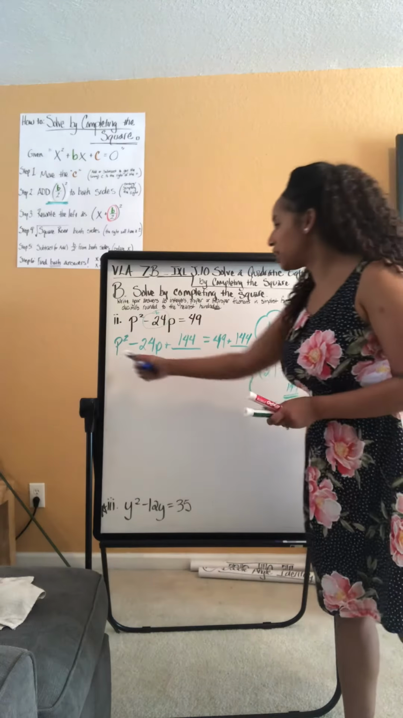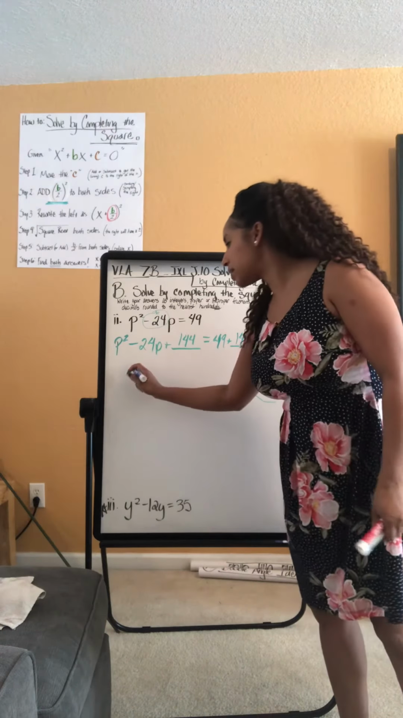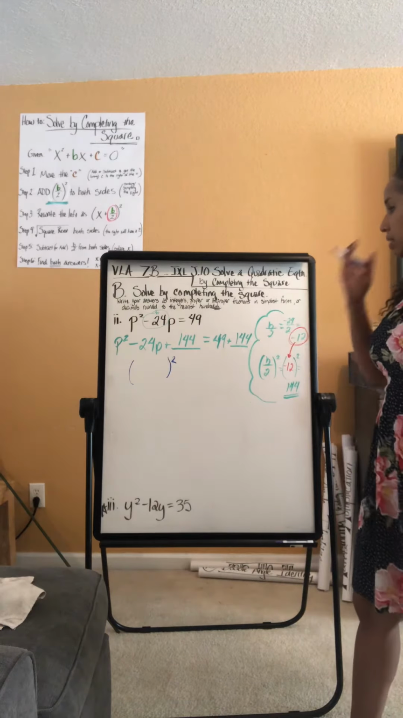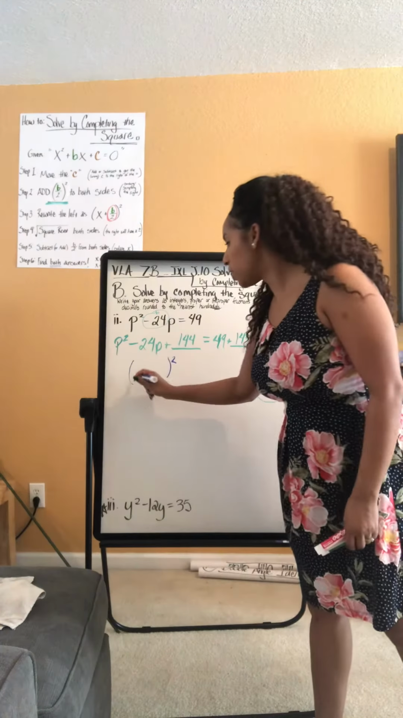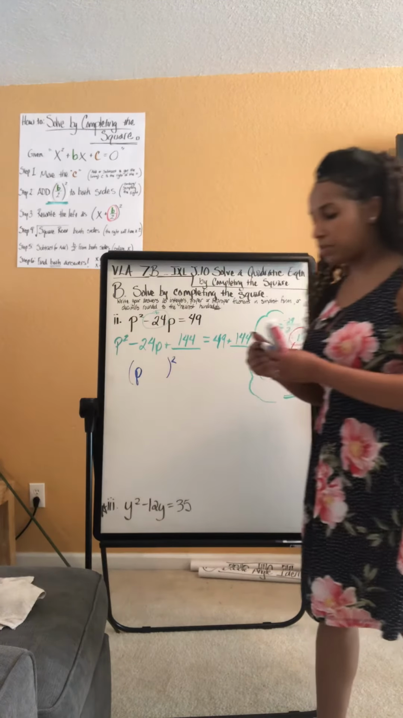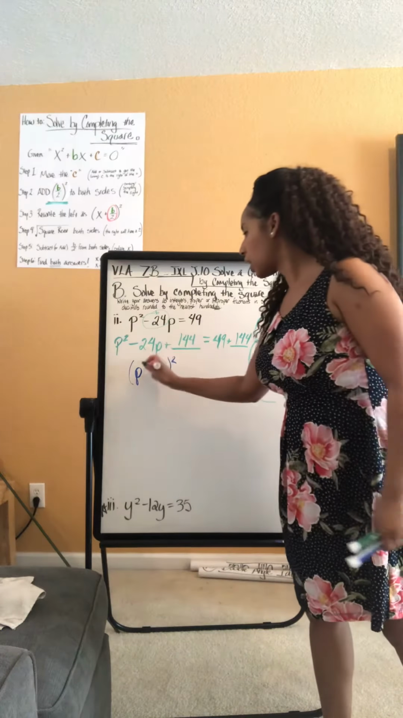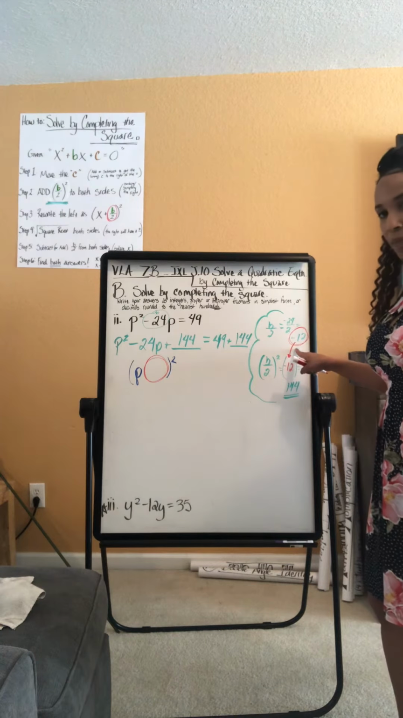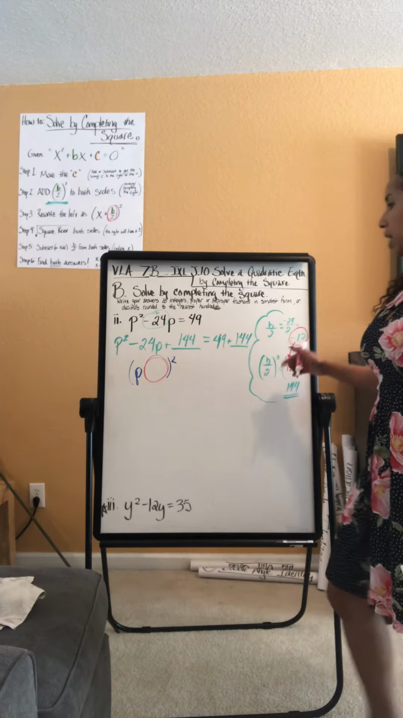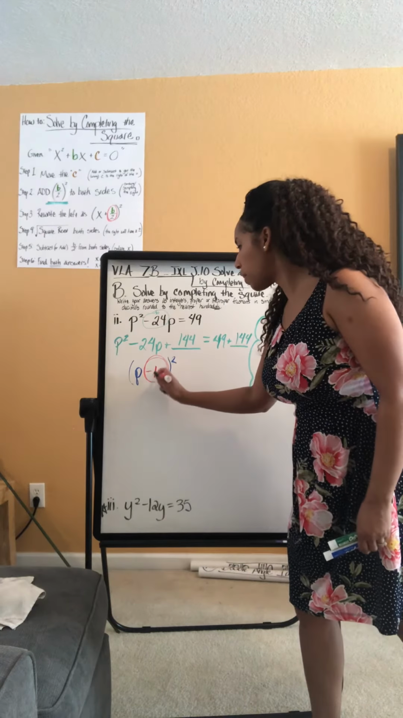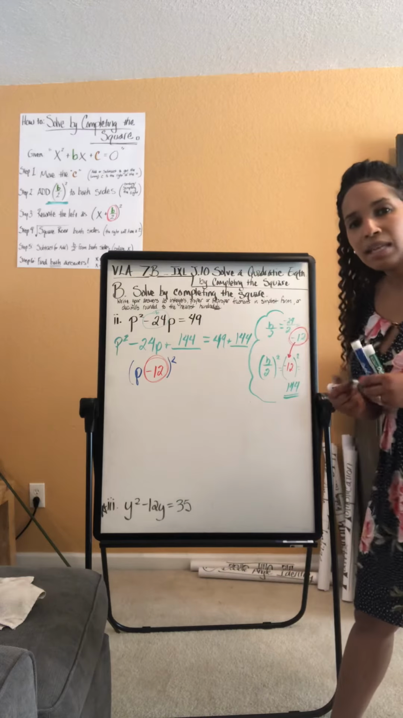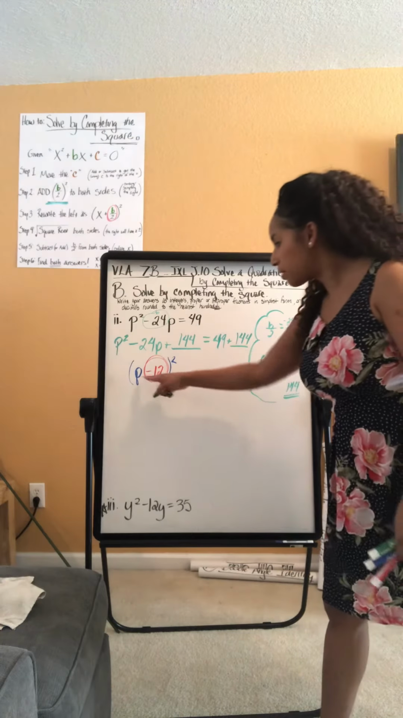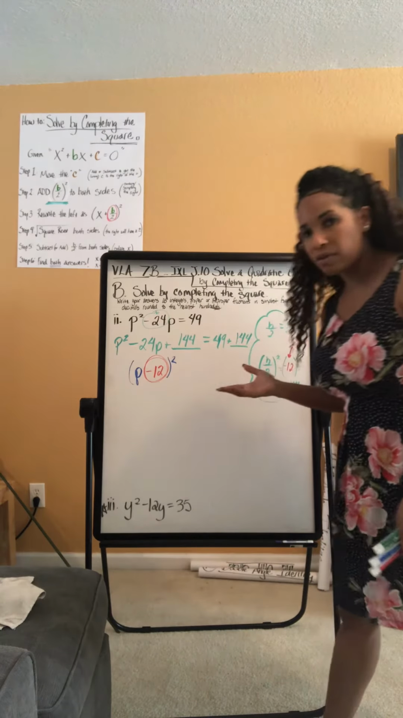Now I want to rewrite my trinomial as a perfect square binomial. All right, so as a square binomial, P was the variable I was using this time, and then what's supposed to go after your variable is your B divided by 2. So in this case, it was my negative 12. So I'm just going to put minus 12. The last example we did, it was a positive 10, so it said plus 10. This time it's a negative 12, so I'm just going to write minus 12.